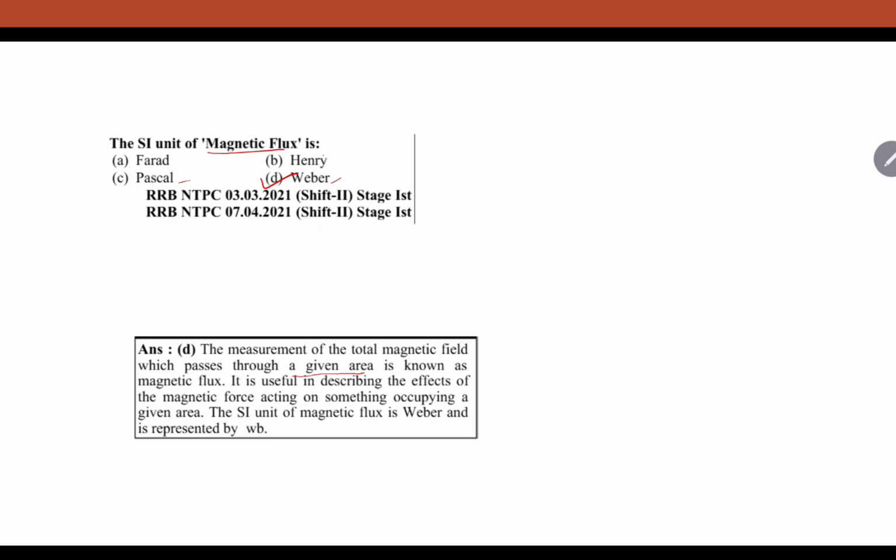It is useful in describing the effect of a magnetic force acting on something occupying a given area. The SI unit of magnetic flux is Weber and it is represented by Wb. And next question, which of the following quantities has the SI unit of candela? The options are impulse, velocity, force, and luminous intensity.